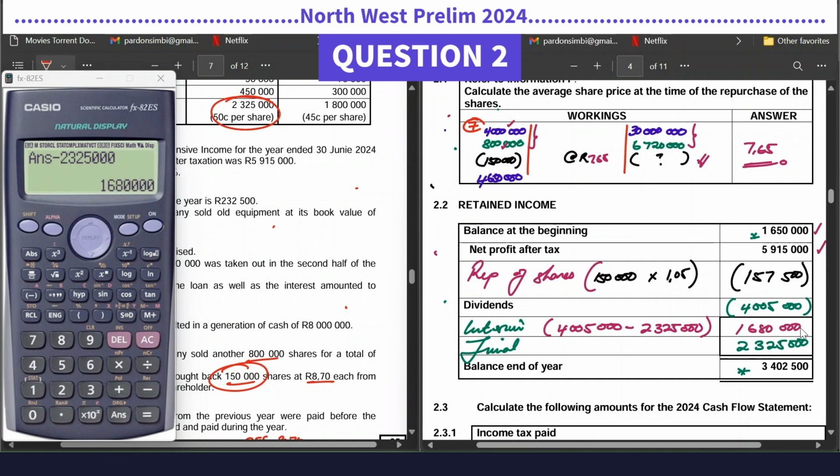So in this case, I've done note 7 and note 8. For note 7, they didn't want us to complete all of it, but they wanted us to calculate the average price. In the retained income, the interim dividends were missing, so we had to do the bottom up calculation.